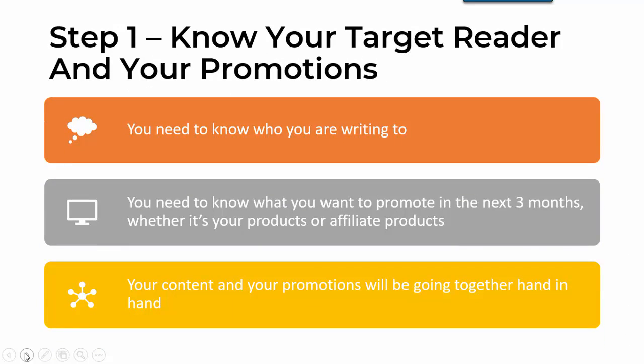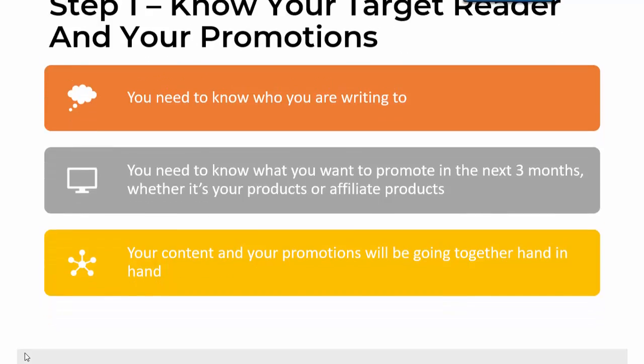So step 1, you want to know who your target reader is and what your promotions are going to be. So who are you writing to? Who is the ideal customer of yours that's going to be reading these blog posts? Think about them. And you also want to know what you're going to be promoting for the next 3 months, whether it's your products or products you're an affiliate for. And when you know what you want to be promoting, you're going to be able to create content that goes hand in hand with those promotions, and that's always an ideal situation.